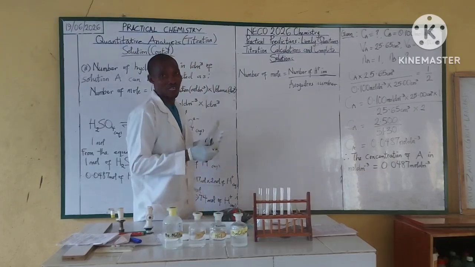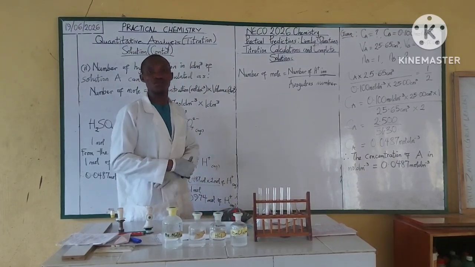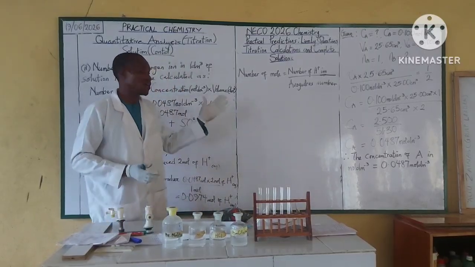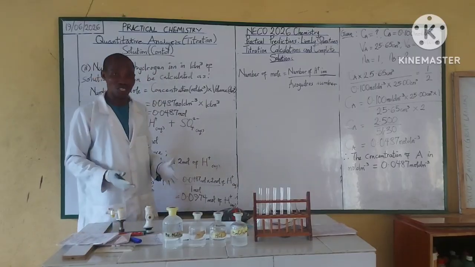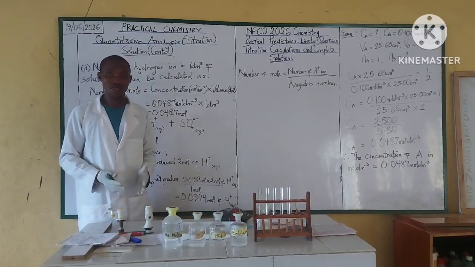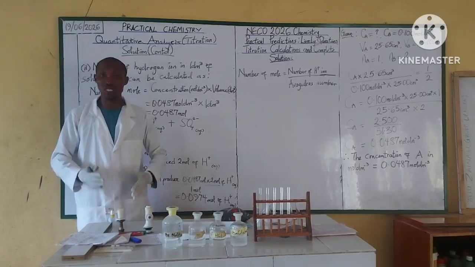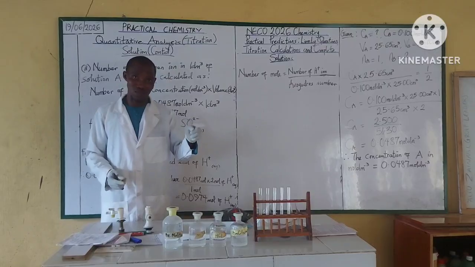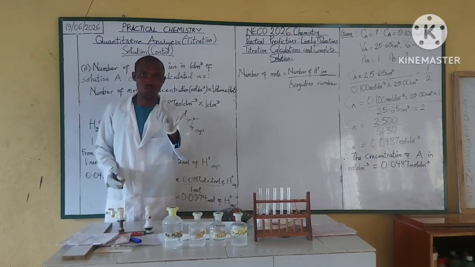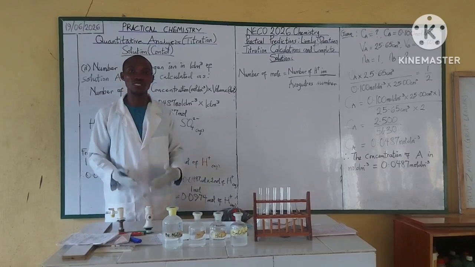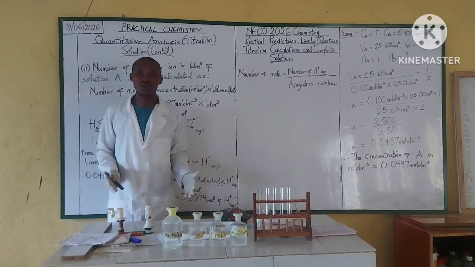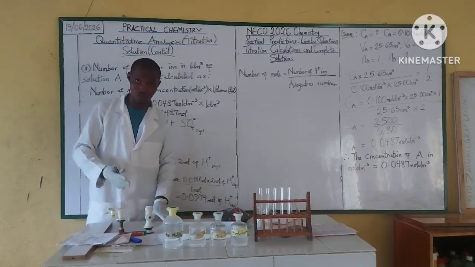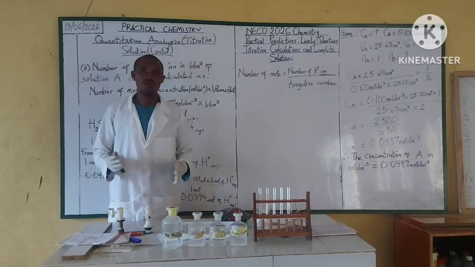There are different formulas for calculating the number of mole. One is number of mole equals reacting mass over molar mass, reacting mass in gram, while molar mass in gram per mole. Another says number of mole equals concentration multiplied by volume, concentration in mole per dm cube multiplied by volume in dm cube. That is if your volume is given to you in dm cube. But if the volume is given in centimeter cube, number of mole is equal to concentration in mole per dm cube multiplied by volume in cm cube over 1000.